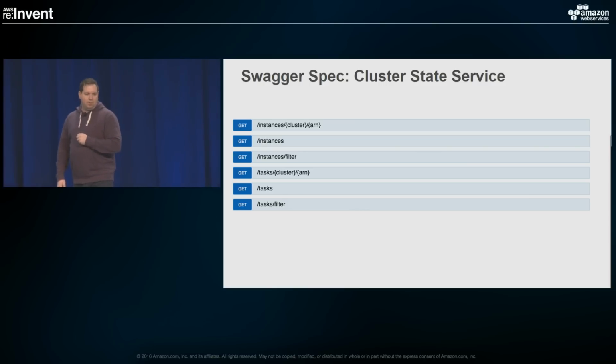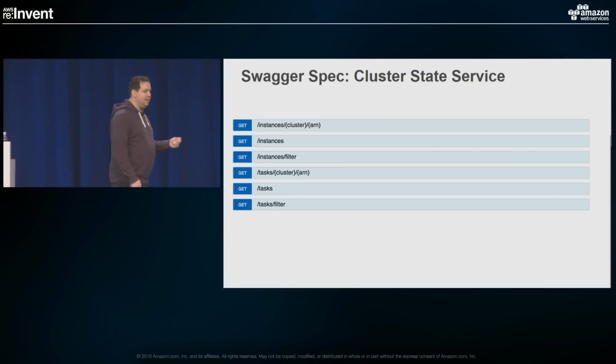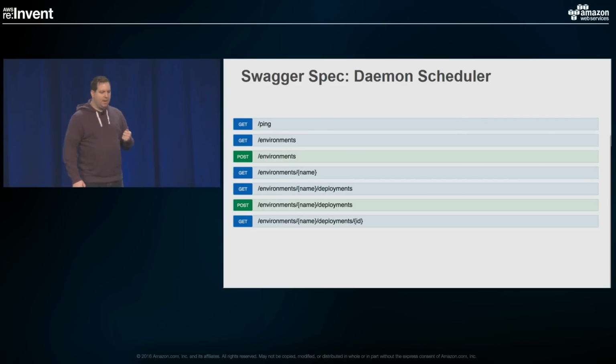I wanted to show you a little bit of what the APIs look like that we have today in the initial release. Here with the cluster state service, you can get instance and task information and filter based off of clusters. And then on the Daemon scheduler, we've introduced some new concepts around creating what we call an environment and then a deployment.